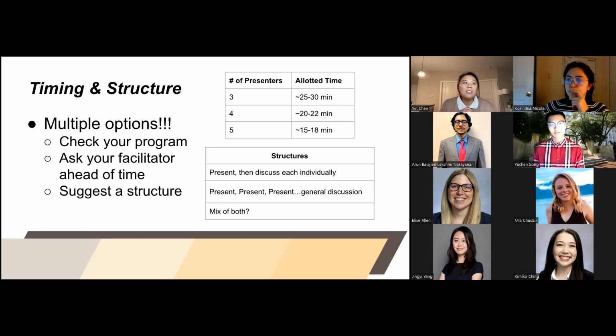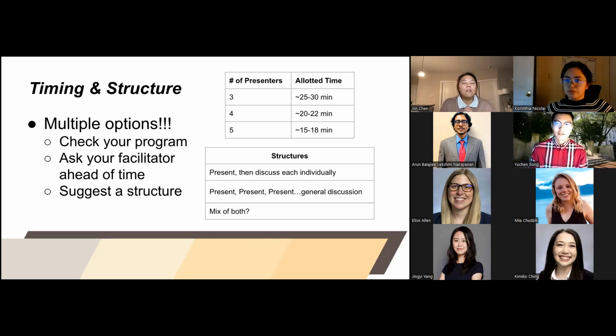The second is what the structure is going to be like. So does presenter A go first, then B, then C, and then have a general discussion? Or is presenter A going first and then discussing, and then presenter B going and then discussing, etc.? Or is it a mix of both? Is everyone presenting at the same time and then just discussing with whoever's next to them at the table? These things can really vary.